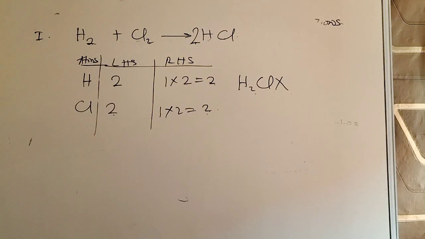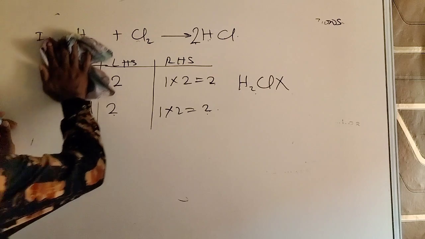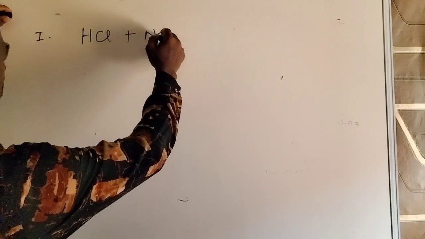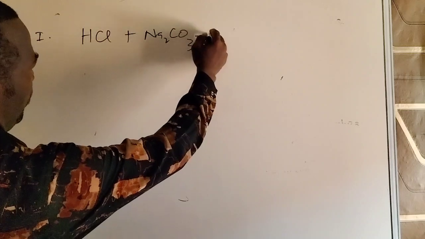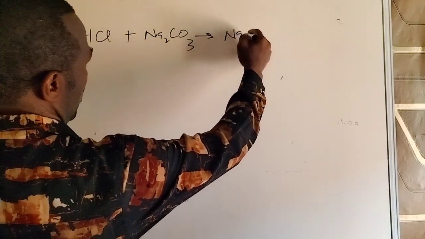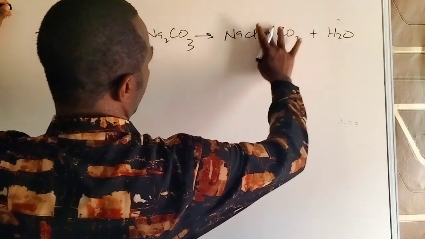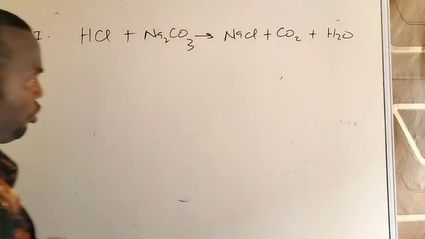So having done that, we take another example and show how to balance an equation. Another example is the reaction between hydrochloric acid, which is HCl, and sodium carbonate, giving us NaCl, CO2, and then water. So let's see how to balance this equation.